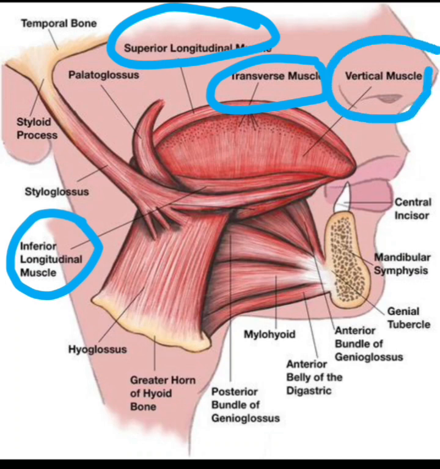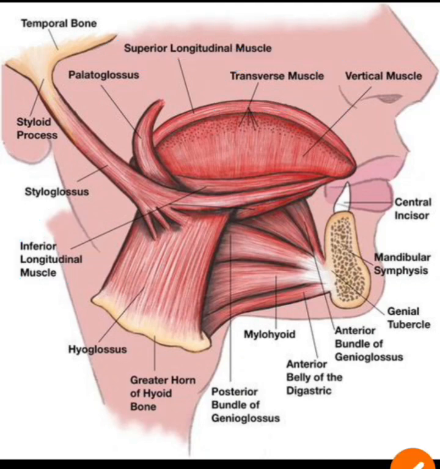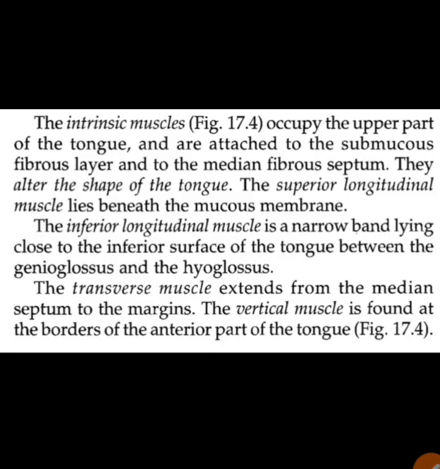Okay, these intrinsic muscles help in the alteration of the shape of the tongue. You can see here the intrinsic muscles occupy the upper part of the tongue and are attached to the submucous fibrous layer and to the median fibrous septum. We have seen the median fibrous septum in our diagram. What is their role? These intrinsic muscles alter the shape of the tongue. We have remembered by the mnemonic PEPS: position is altered by the extrinsic muscles and the shape is altered by the intrinsic muscles.